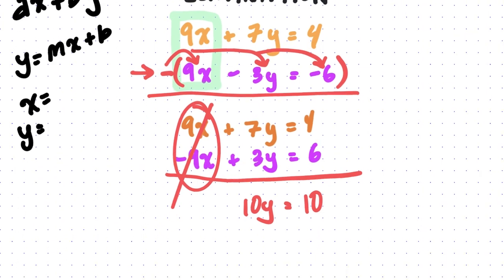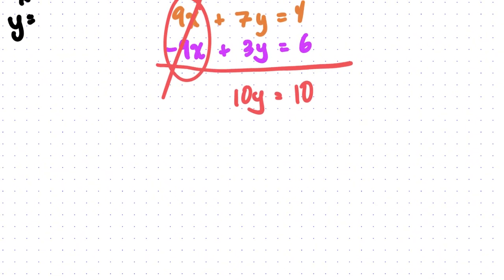And now we can solve this pretty normally. 10y equals 10. I want to know how much 1y is. So I'm going to divide my 10 y's into 10 groups to get 1 y in each group. And I'm going to take those 10 units and distribute them into the 10 groups as well to get y is equal to 1.